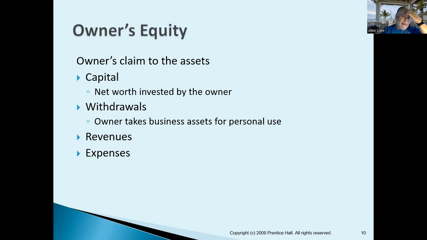And then owner's equity. Owner's claims to the assets. We talked a little bit about capital, the net worth invested by the owner. Withdrawals are when the owner takes money out, takes something of the assets for personal use. Revenues are the money that we make on our day-to-day business. Okay, whatever it is that our business is, as we make money, money in, money out, that's considered revenue. Expenses, that's the cost of doing business. That's whatever we have to pay out in order to run our business.